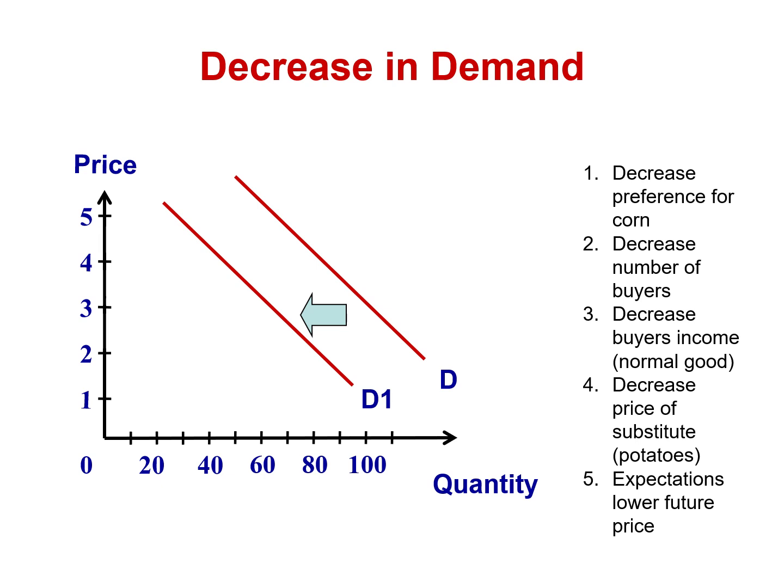All right, price of a substitute. So again, assume that corn and potatoes are substitutes, and there's a decrease in the price of potatoes.